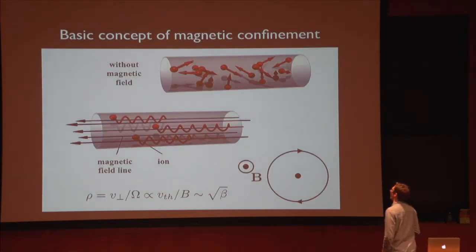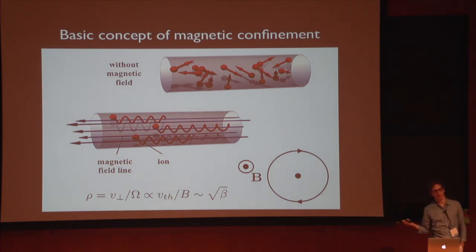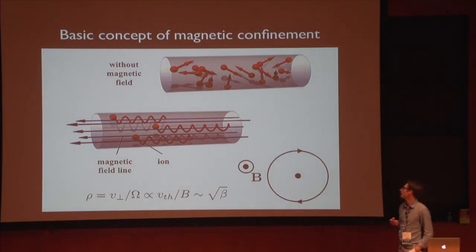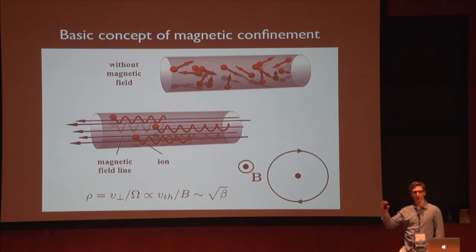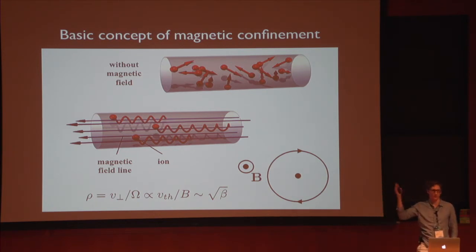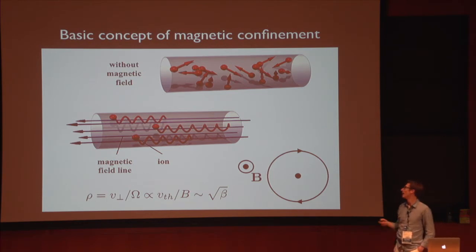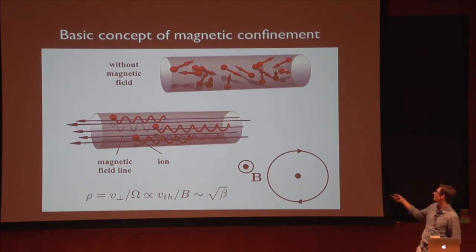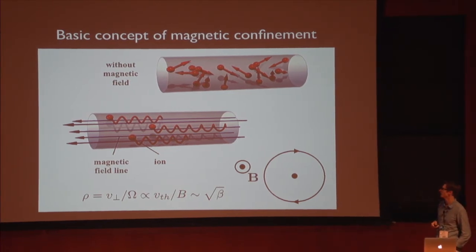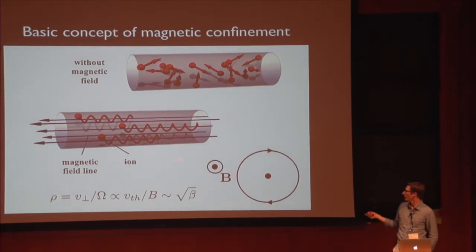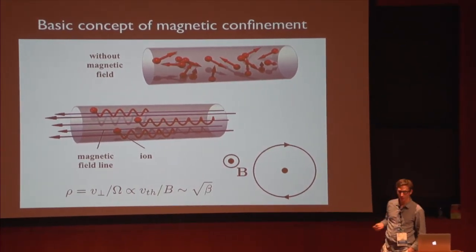So I assume you guys are familiar with the basic concept of magnetic confinement. If we don't have any magnetic field, if we don't have any gravitational field, then these particles are going to be moving around with sort of thermal fluctuations. And so there's going to be disordered motion. Each of these particles is moving with some speed, which is typically the thermal speed associated with the temperature of the system.